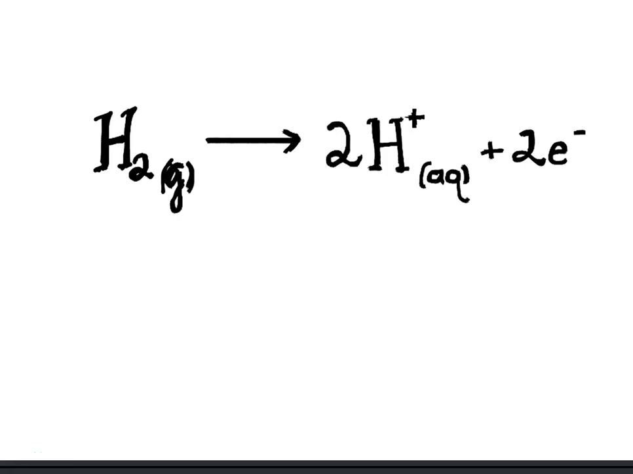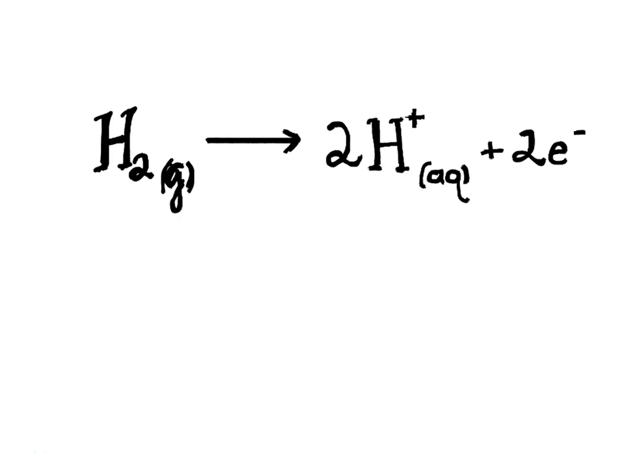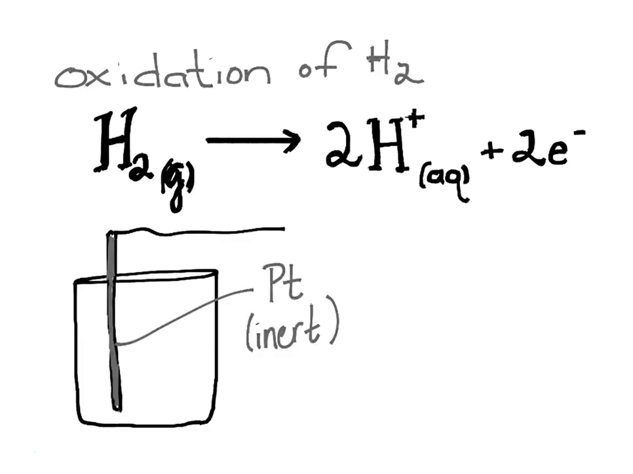This reaction shows the oxidation of hydrogen. So this would occur at the standard hydrogen anode. When the SHE is an anode, it would look like this. So we have hydrogen gas being oxidized to hydrogen ion. So this is the oxidation of H2.